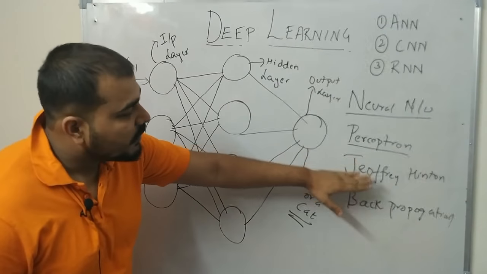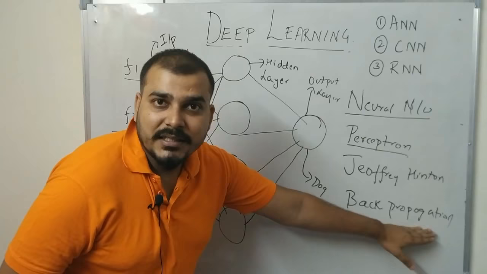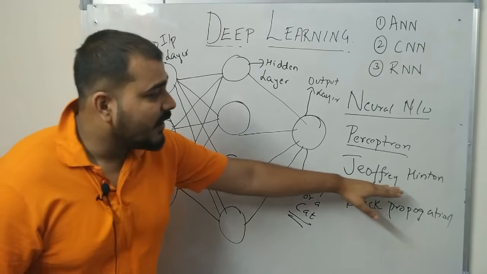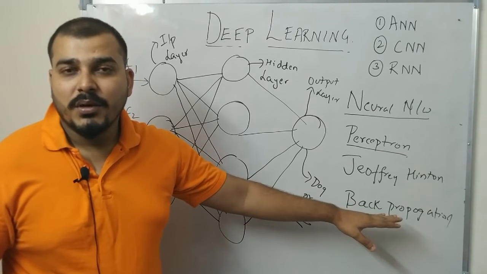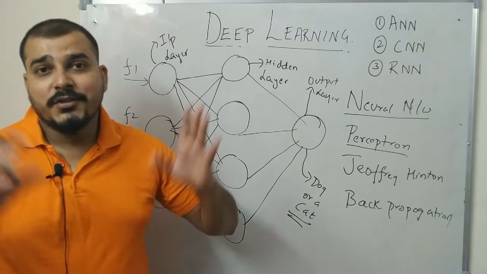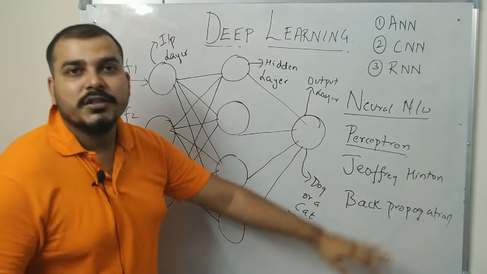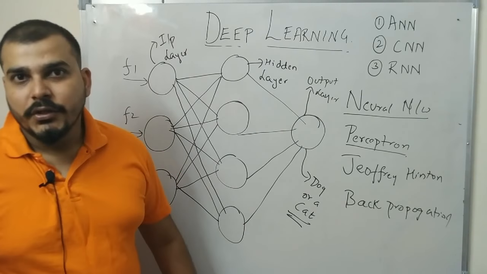You understood about perceptron, Jeffrey Hinton, backpropagation. Don't worry about backpropagation, I'll explain it. But if you want to read about Jeffrey Hinton, just search on Google. He's the head of Google Brain. He works at Google currently, and he has written a lot of research papers. I have learned most of my deep learning from his classes that were available on YouTube and elsewhere.